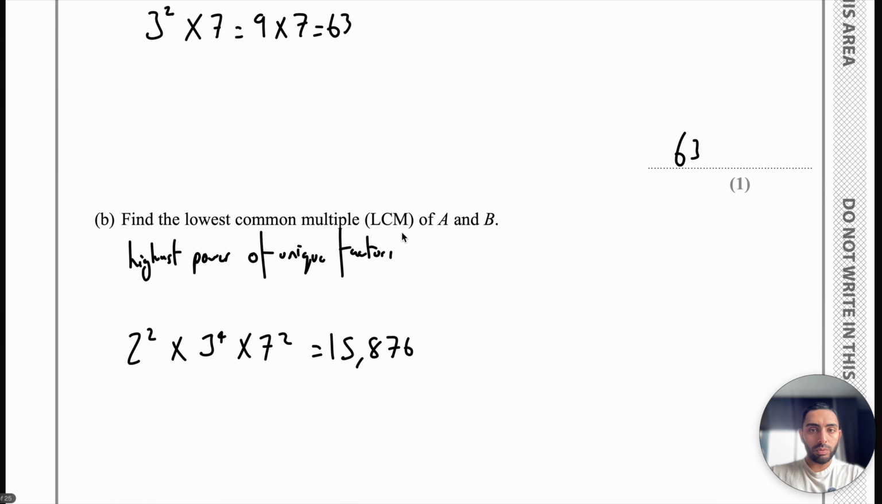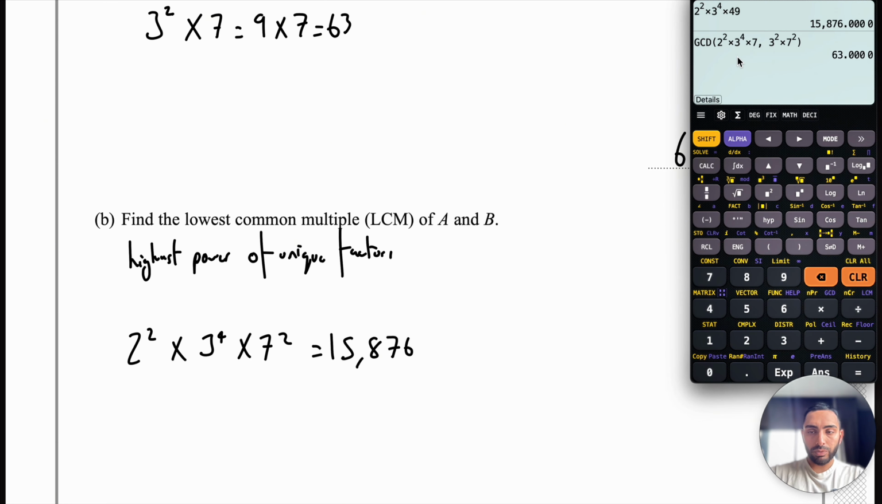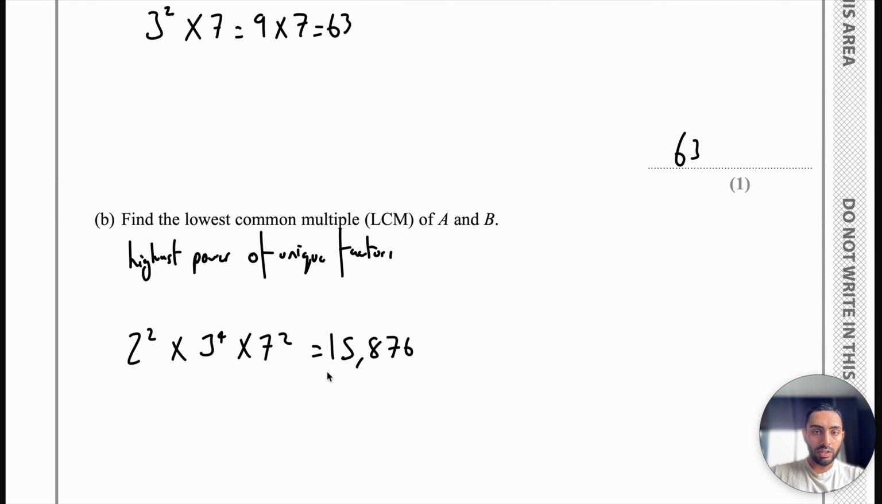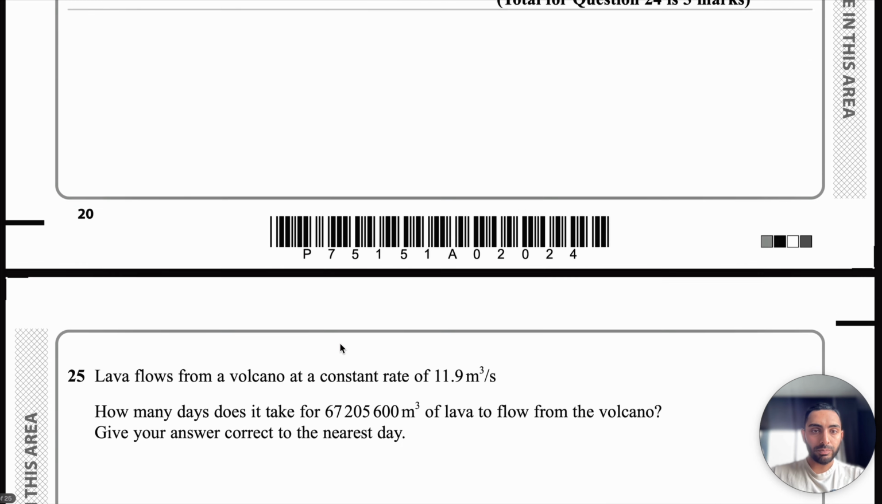Do this lowest common multiple next. Quick way you could do it, just delete this bracket and the greatest common divisor, and then press alpha, and then you're looking for LCM, and it'll show LCM, and then just move this bracket. So delete that N1 and move your right bracket to the end, and it's already done it for me. So 15,876, and it matches up with my answer, so it's correct.